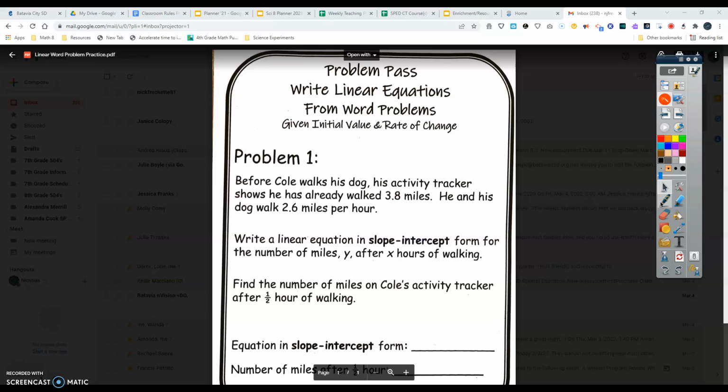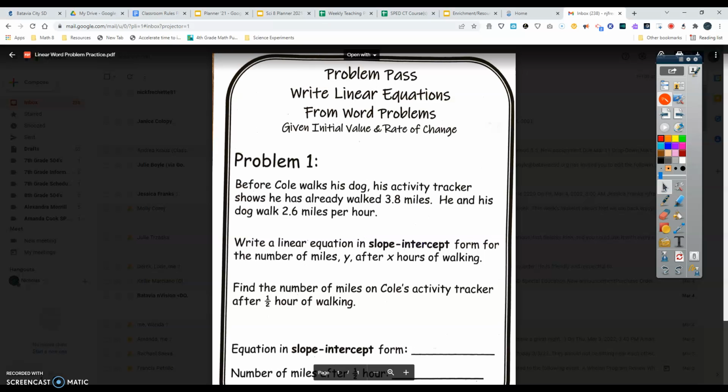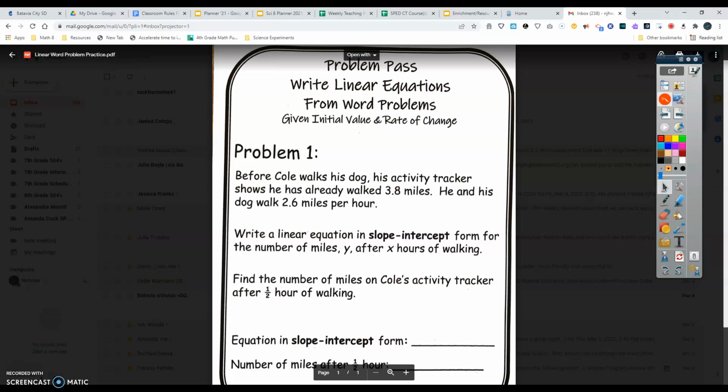Okay, so linear equation based word problem. When I say linear equations, what am I talking about? Yes, you guys are saying it, you're thinking it. I know you're thinking it. And it's this: y equals mx plus b.